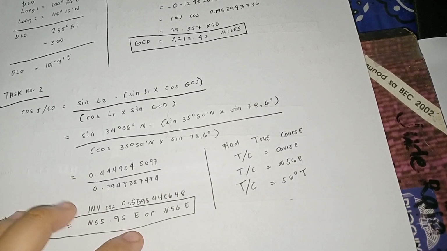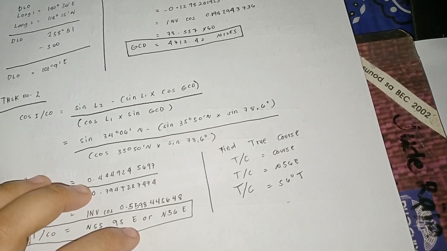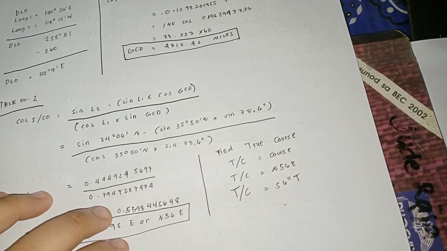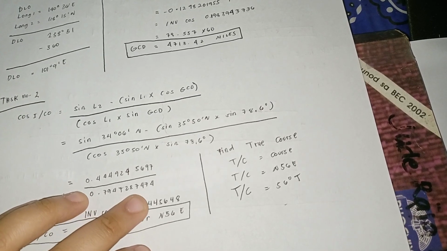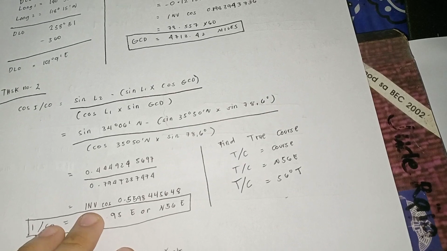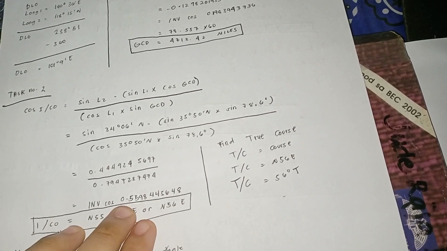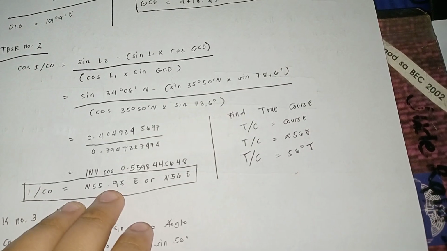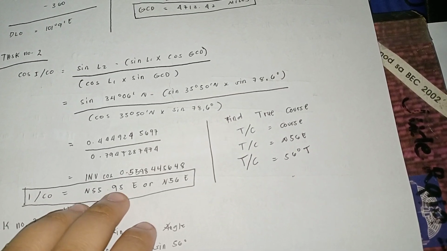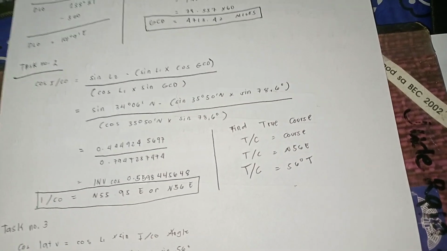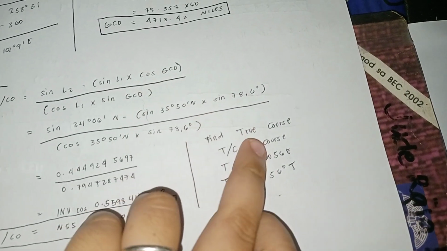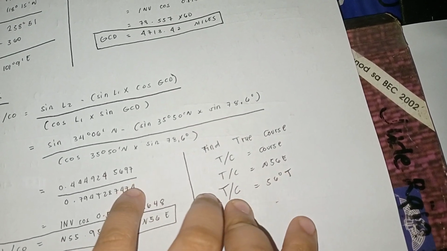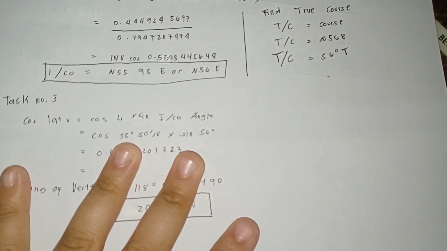The total is 0.44492454697 over 0.7947287474. For our INV cos, we have 0.5598445698, total of N55.95 East or N56 East. For our initial true course, we have TC N56 East, TC 056 degrees true.